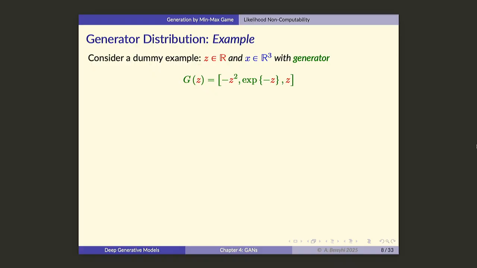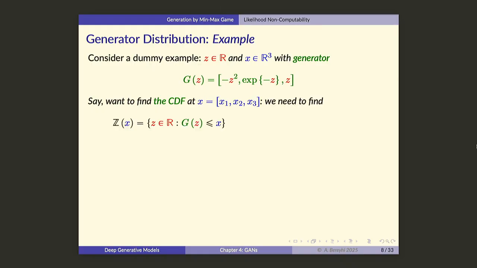You want to know what is the distribution of the output, right? If you want to do it, essentially, you need to just compute that z set, right? And this means that, okay, let's say my x, I'm looking at one particular point, x1, x2, x3. So this is one point in the three-dimensional space. And what I want to do, I want to compute the set z at that particular point x, right? So I'm going to write it down. So set z is essentially a set of all real values whose generator, g(z), is smaller than x, right?